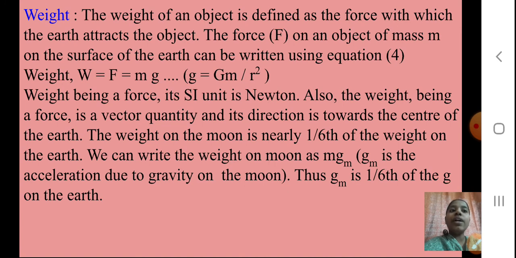We can write the weight on the moon as m g_m. g_m is the acceleration due to gravity on the moon. Thus g_m is 1/6 of the g on the earth. Here also it is important to remember W = F = mg. Students, weight is nothing but the force with which the earth attracts the object towards itself. So these are some important points you will just remember. Don't mug up everything.